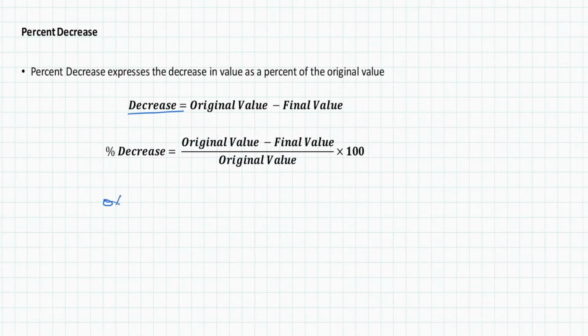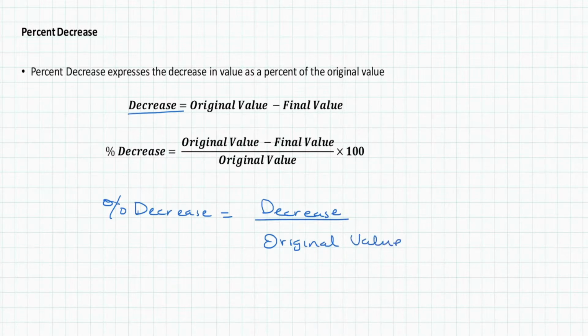So another way of writing percent decrease is the same as the decrease, which is your original value minus your final value, divided by your original value. So your original value is your starting point. You want to find out the percent in relationship to where you started from. So this is going to be your decrease percent: the decrease divided by the original value multiplied by 100.